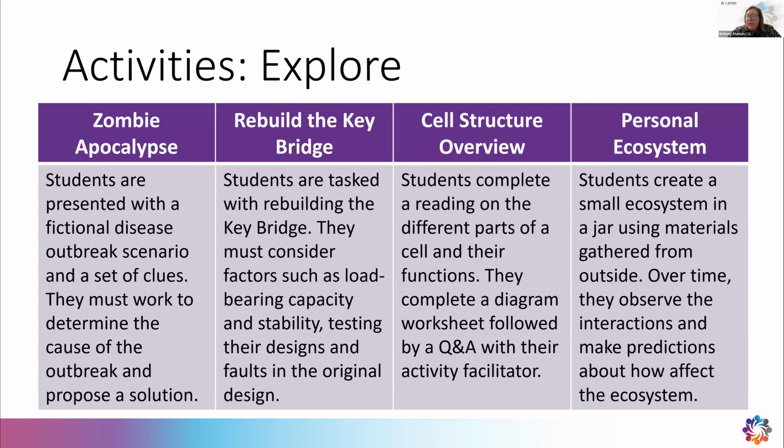Our third activity option is cell structure overview. Students are going to complete a reading on the different parts of the cell and their functions. They'll then complete a diagram worksheet followed by a Q&A with their facilitator. And our fourth activity option is a personal ecosystem. The students are going to create a small ecosystem in a jar using materials gathered from outside. And over time, they will observe the interactions and make predictions about how the ecosystem is developing within their jar.